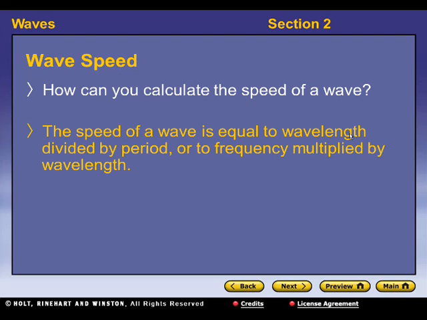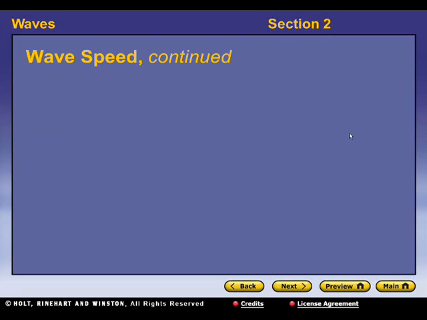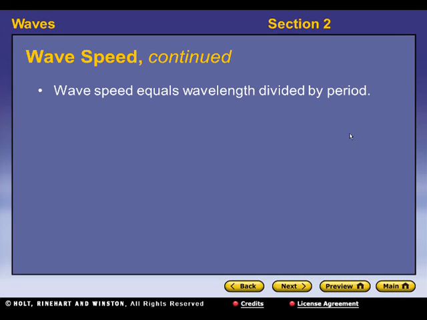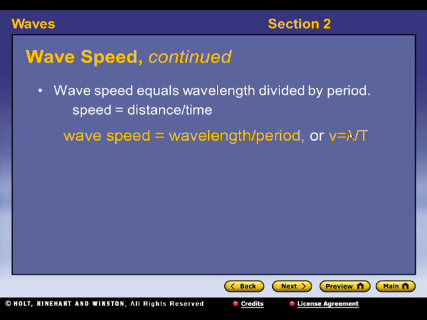So wave speed. How can you calculate the speed of a wave? The speed of a wave is equal to the wavelength divided by the period, or the frequency multiplied by the wavelength. They both give you the same thing. Wave speed equals wavelength divided by period. So speed is distance divided by time. So wave speed is the distance that the wave travels, which is its wavelength, divided by the time, which is the period.